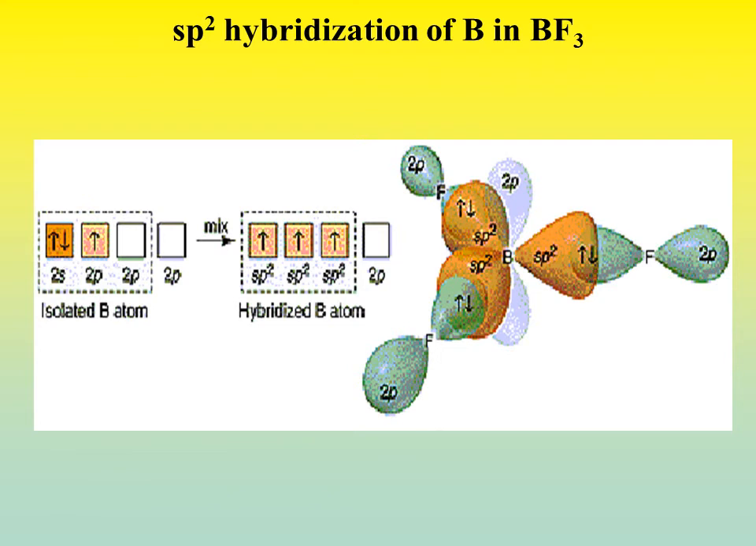In this slide, we see the formation of BF3, where the three sp2 orbitals, which form a trigonal planar arrangement, are used to overlap with the singly unpaired p orbital of the fluorine atom.